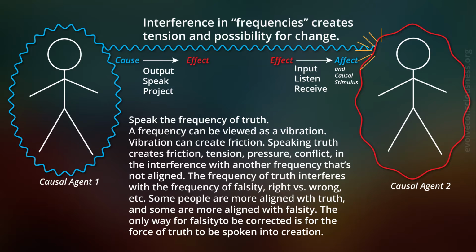So we speak the frequency of truth. A frequency can be viewed as a vibration. A vibration can create friction. Speaking truth creates friction, tension, pressure, conflict in the interference with another frequency that's not aligned with that particular piece of information, that truth that can be demonstrated. The frequency of truth interferes with the frequency of falsity, right versus wrong, etc. Some people are more aligned with truth, and some people are more aligned with falsity. The only way for falsity to be corrected is for the force of truth to be spoken into creation.